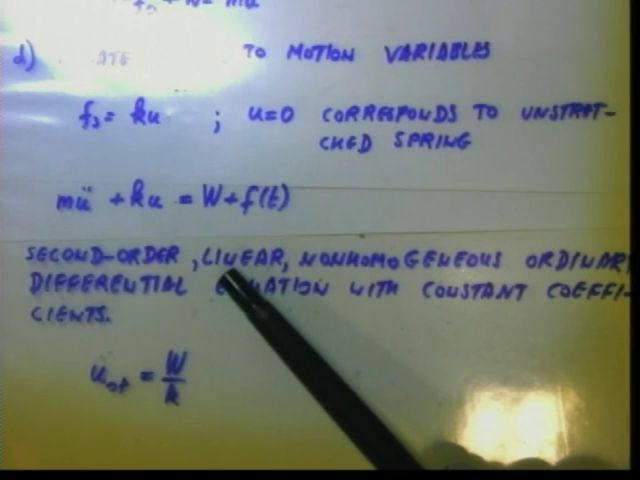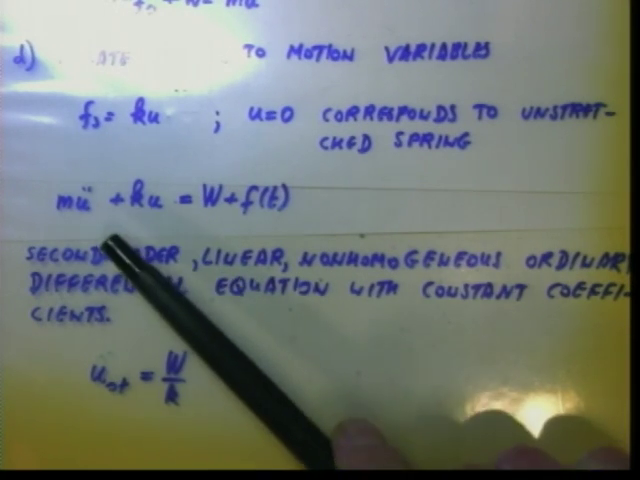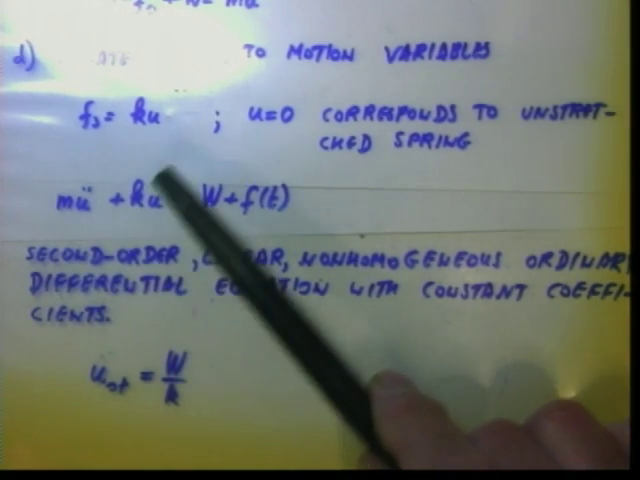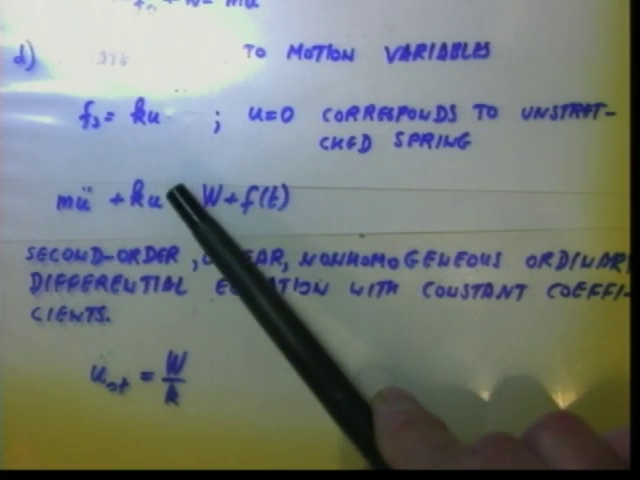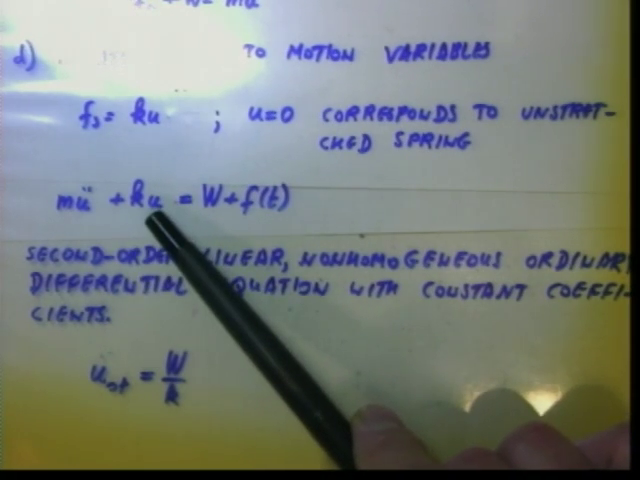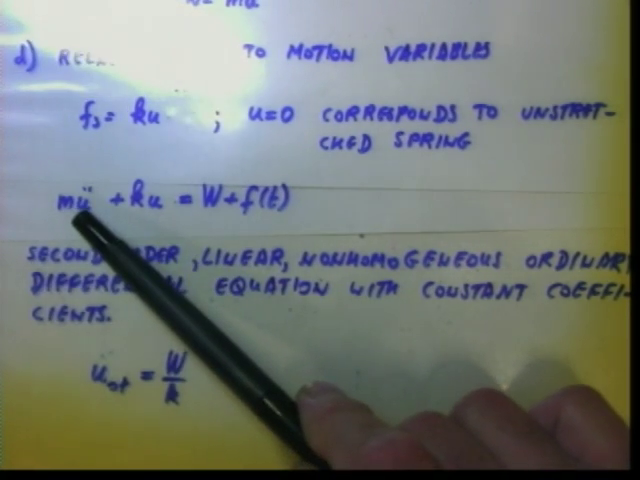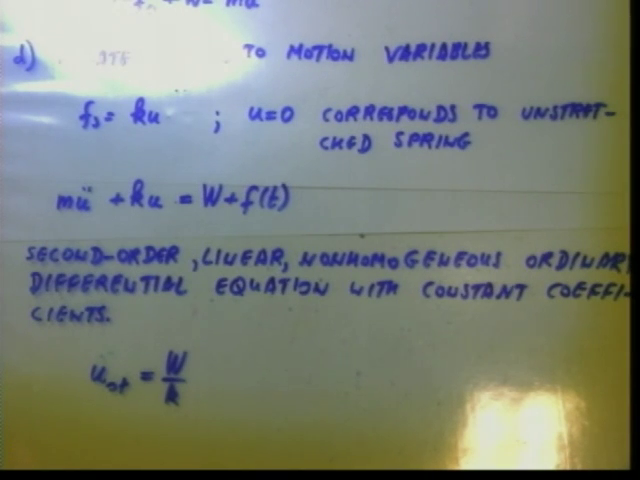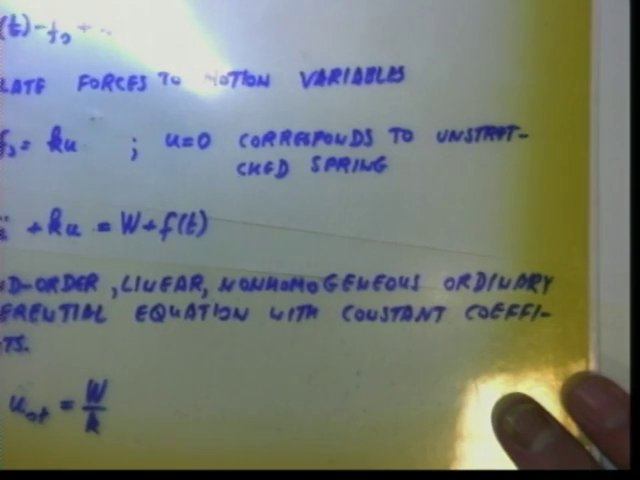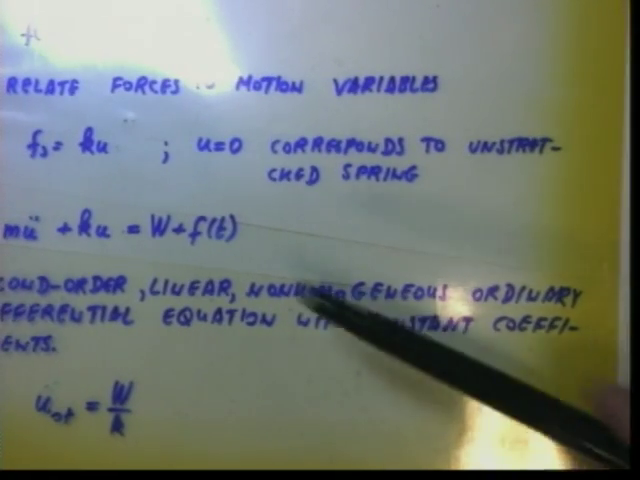It is linear. Why is it linear? Because we don't have u squared or u cubed or something like that. U appears in the first power. So it's linear. Also, we don't have u times u double dot, otherwise it would be nonlinear. Now, it is a non-homogeneous equation. What is non-homogeneous? The right-hand side is not 0.